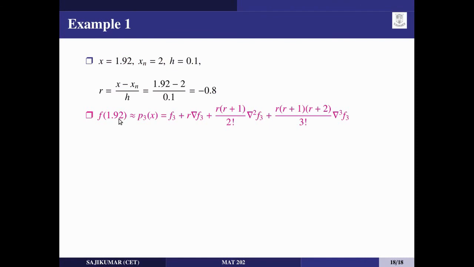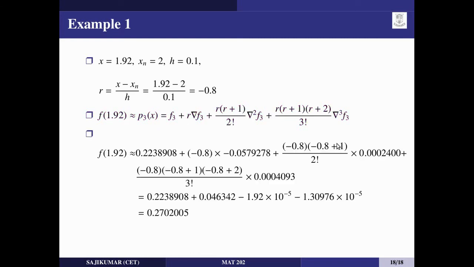Now the function value f of 1.92 is approximated by the third degree polynomial P3(x) given by Newton's backward formula: f3 plus r del f3 plus r into r plus 1 by 2 factorial del square f3 plus r into r plus 1 into r plus 2 by 3 factorial del cube f3. Substituting for r, f3 and the higher order differences of f3 and simplifying, we get f of 1.92 equal to 0.2702005.